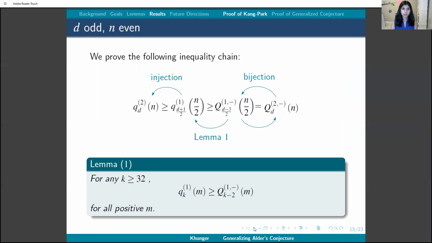Great. So now let's take a closer look at case 2, where d is odd and n is even. To do this, we prove the following inequality chain. First, we prove there's a bijection between these two counting functions by dividing the parts of this function by 2. Then we apply lemma 1 because (d plus 1)/2 minus 2 is equal to (d minus 3)/2, which allows us to compare these little q and big Q counting functions. And finally, we construct an injection between these two little q sets, which allows us to conclude the proof and say that Kang and Park's conjecture is in fact true for d odd and n even.